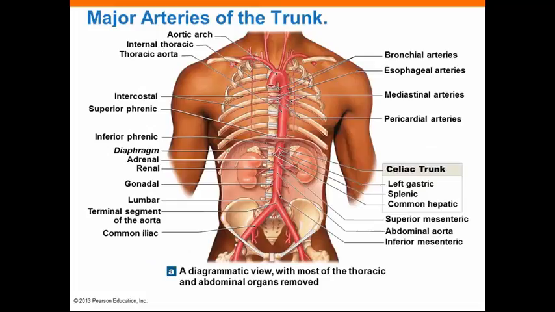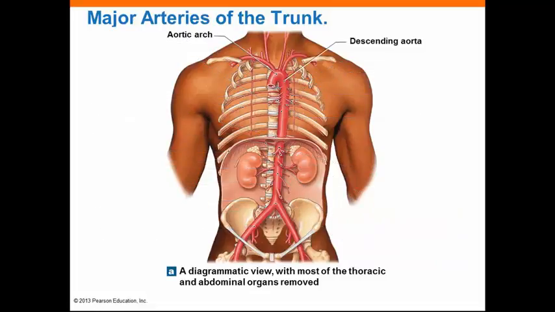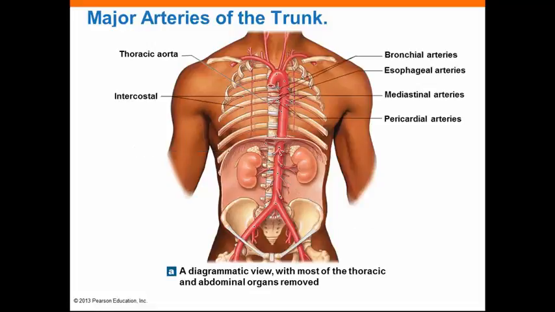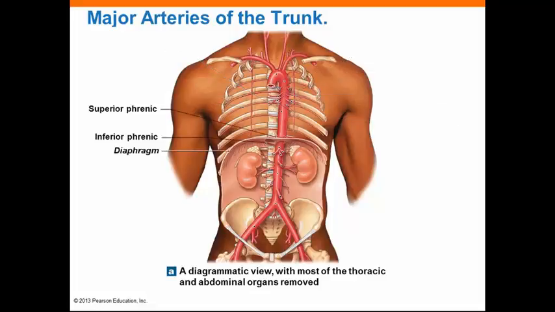Let's look more inferiorly now at the major arteries of the trunk. The descending aorta is continuous with the aortic arch. The diaphragm divides the descending aorta into the superior thoracic aorta and an inferior abdominal aorta. The thoracic aorta supplies the internal intercostal arteries carrying blood to the vertebral column and the body wall, as well as the lung tissue, though it's not involved in gas exchange, the esophagus, pericardium, and other structures. The diaphragm is supplied by both the superior and inferior phrenic arteries.